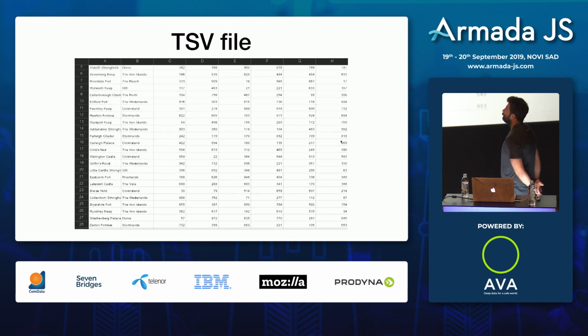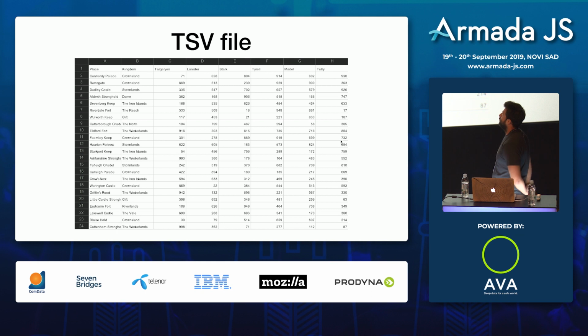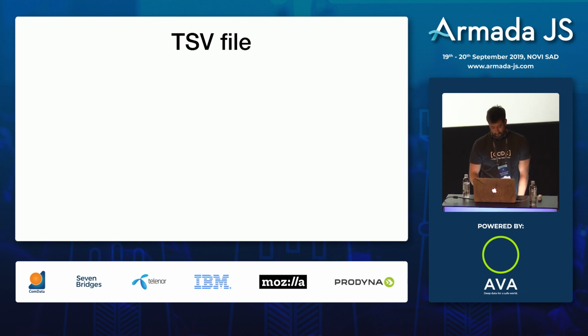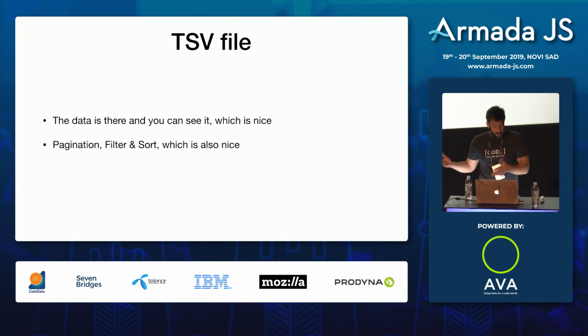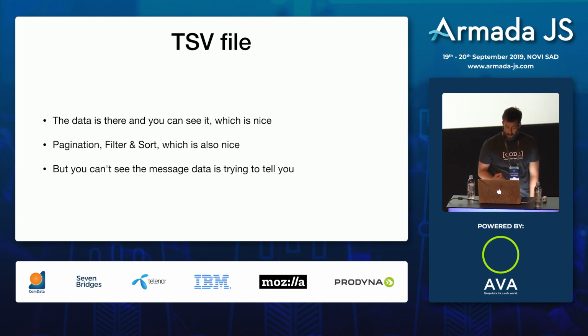The data is there. You have the place, the kingdom, and the votes from my favorite families. There is not so much to see here. You can see that somewhere in the Reach, Starks have 18 votes, Tyrells have 17. But the data is there, and you can see it. That's nice. You can do some pagination, filtering, sorting, all things you can do with a table, which is also nice. But you can't see the message the data is trying to tell you.